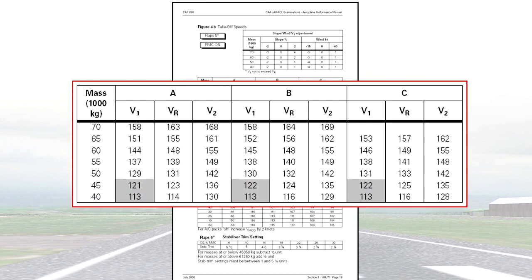On pages 18 and 19 of section 4 in CAP 698 are such tables. Examine the second table from the top. This table lists the three V speeds, including V1, against the aeroplane mass. This table can show us what the effect of certain factors are. For example, let's look at what aeroplane mass does to V1. If the aeroplane mass was 50,000 kilograms, V1 would be 129 knots. But if the mass was increased to 65,000 kilograms, then V1 would increase to 151 knots. Therefore, increasing mass increases V1.